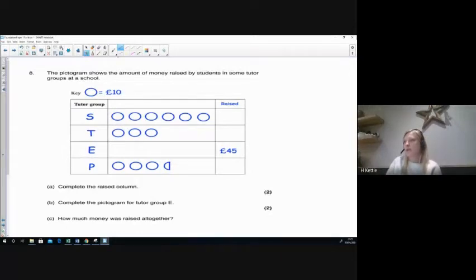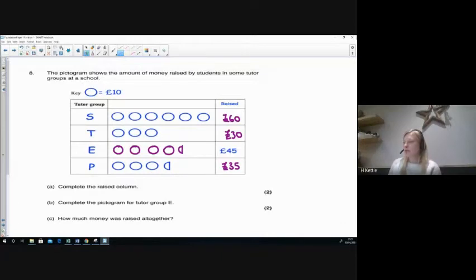Okay. So we know that every circle's £10. So 10, 20, 30, 40, 50, £60 was raised by tutor group S. 10, 20, 30 for tutor group T. We'll fill in E in a minute. And for P, we've got 10, 20, 30. And then half a circle would be worth £5. So 35 for that one. And similarly, if we're going to fill in E, we know it's 10, 20, 30, 40, 5. So again, we need half a circle like that.